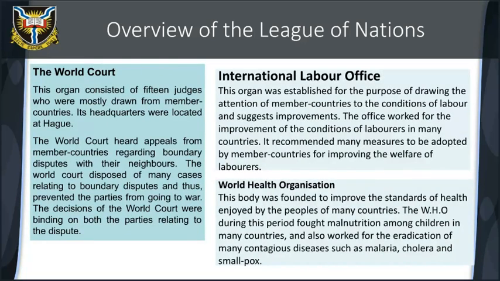The World Court. This organ consisted of 15 judges who were mostly drawn from member countries. Its headquarters were located at The Hague. The World Court heard appeals from member countries regarding boundary disputes with their neighbors. The World Court disposed of many cases relating to boundary disputes and thus prevented the parties from going to war. The decisions of the World Court were binding on both parties to the dispute.